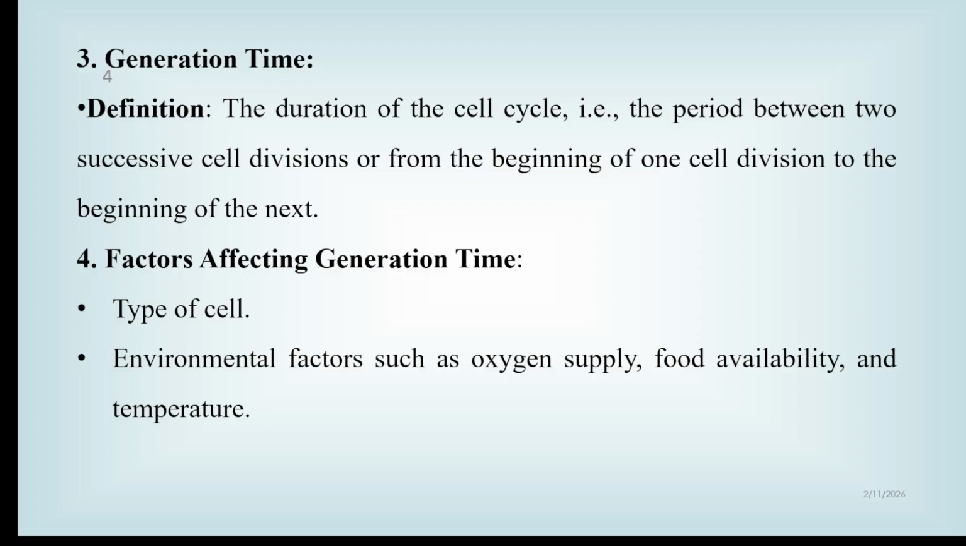There is a generation time, the duration of the cell cycle, which is the period between two successive cell divisions, or from the beginning of one cell division to the beginning of the next one. There are factors which affect this generation time. First, the type of cell, whether it is a bacterial cell, a mammalian cell, or a plant cell. Other factors are environmental, such as oxygen supply, food availability for cell growth, and the temperature in which the cells are living.